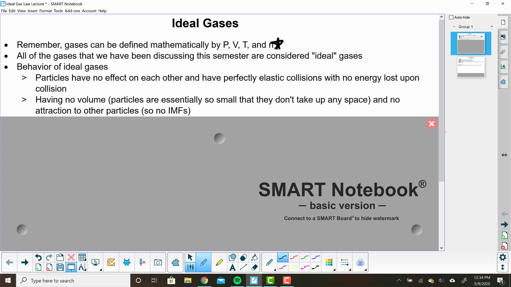So when the particles collide, they just bounce right off. They have perfectly elastic collisions. An elastic collision means that you don't lose any energy when you collide with something. So for an ideal gas, consider two particles: they bounce off of each other and then bounce back with the same energy. Now, elastic collisions don't exist in real life.